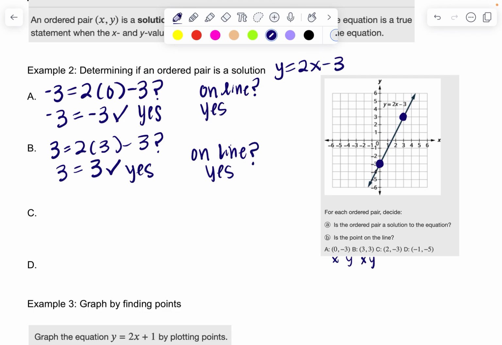2, -3. So plug -3 in for y and 2 in for x. See if that's true. Is it true that -3 is equal to 1? No, it is not. Let's see if it's on the line. 2, -3 is right here, so it is not on the line.